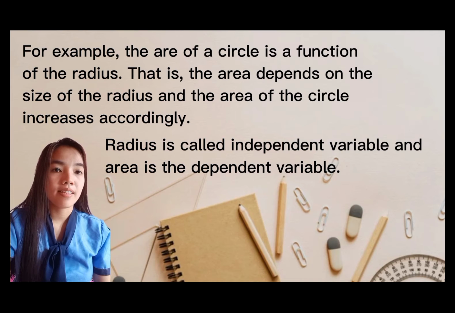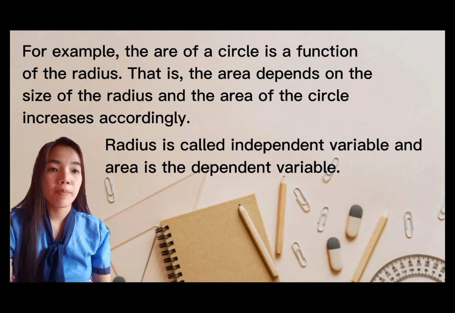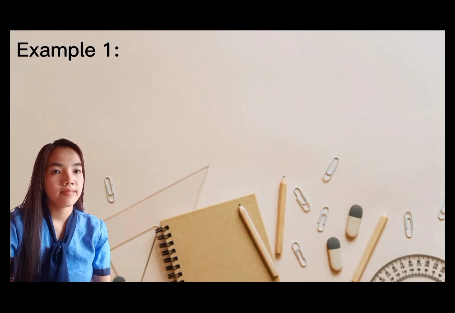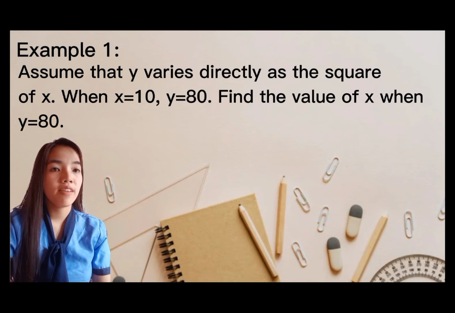A graph is plotted as a picture of ordered pairs of numbers. To draw a graph, we use graph paper and a set of ordered pairs of numbers. So let's have another example. Assume that y varies directly as the square of x. When x is equal to 10, y is equal to 80. Find the value of x when y is equal to 80.